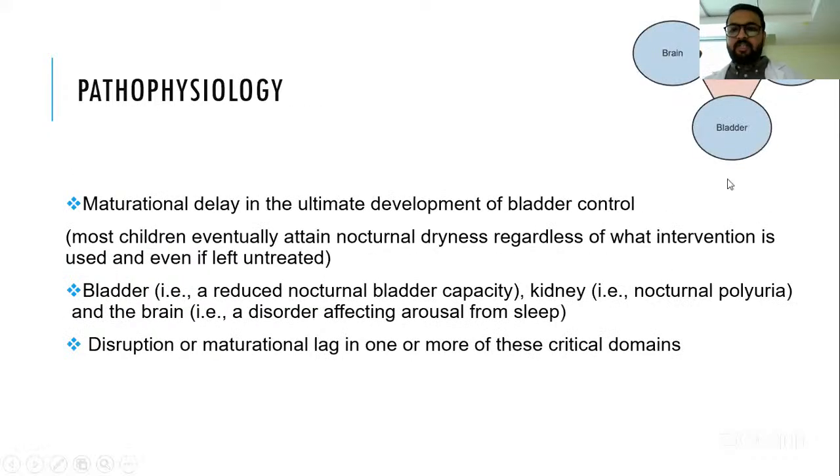Then pathophysiology, three domains are involved: brain, bladder, and the kidney. There is a theory of maturational delay in the ultimate development of the bladder control, as most of the children will improve even with or without treatment.